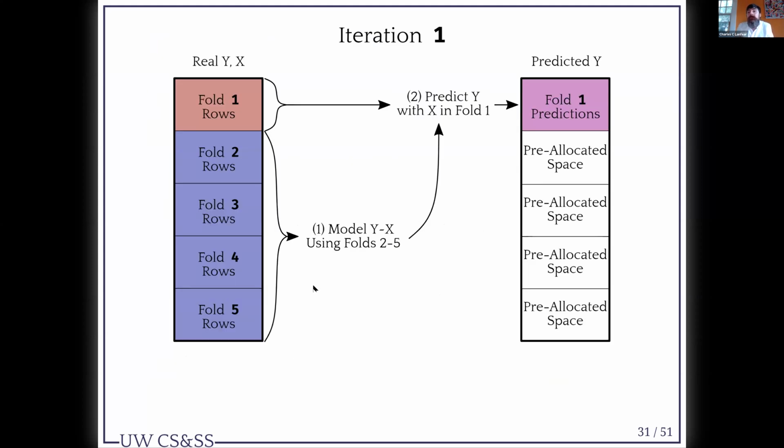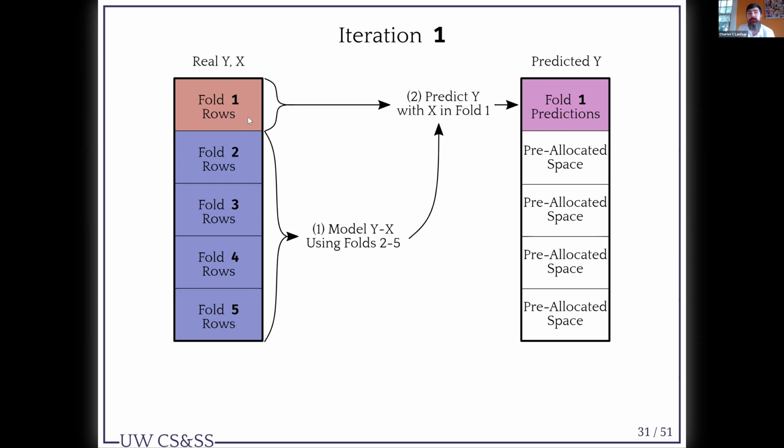Okay, so visually speaking, this is what this cross-validation is going to do, okay? For the first iteration of the model, we're going to leave out the fold one rows. We are going to run a model, say, of Y on X using folds 2, 3, 4, and 5. We are going to extract the estimates from this model and predict using them.